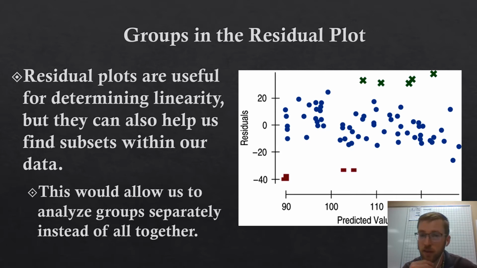So in this case, if we look at our blue points on the residual plot, that's where most of our data is, and we see that it follows a very linear pattern. But down below, we have a small subset of points that have a very low or negative residual, and on the high end, we have very high residuals. So instead of looking at our data set as a whole, we might want to break these up into subsets and study each individual group.